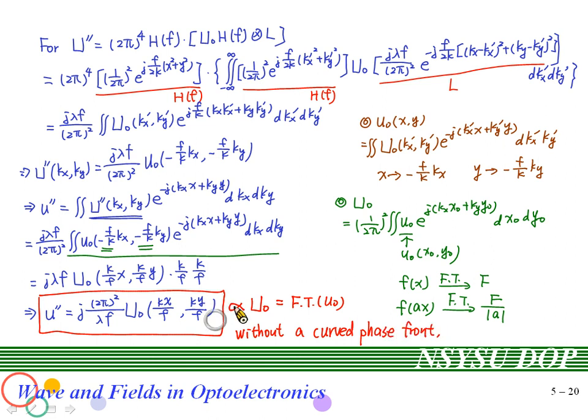Right? You don't see any exponential terms appear in this equation, right? So compare with the Fraunhofer diffraction. The lens system can provide us the Fourier transform of the initial amplitude, but it does not give us a curved phase form. That's the main difference between the lens system and the Fraunhofer diffraction.